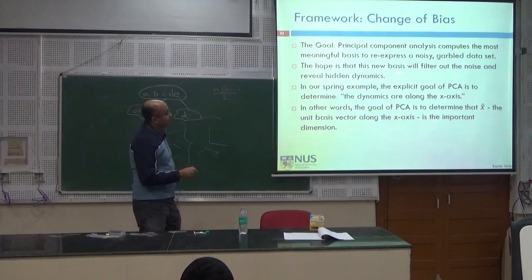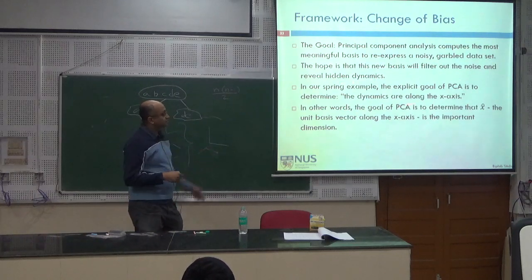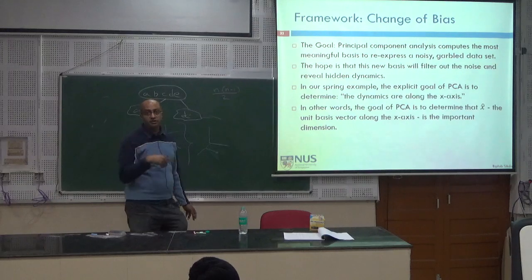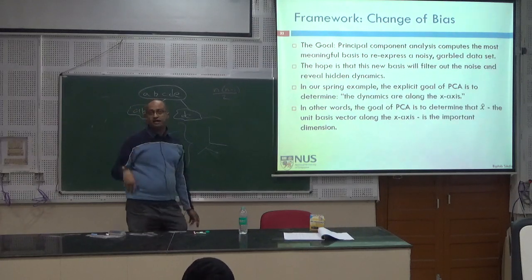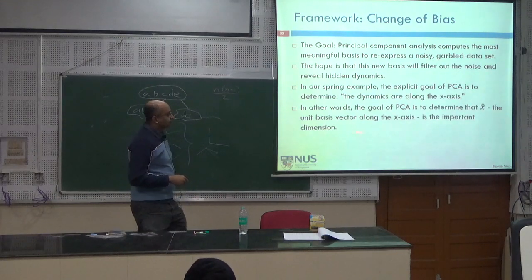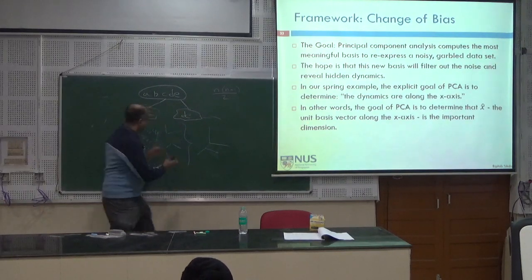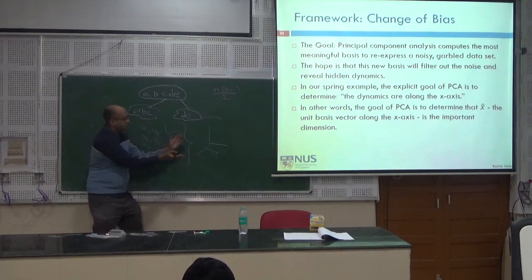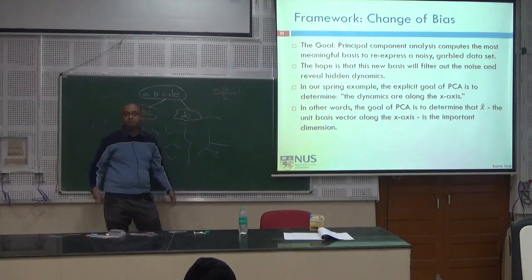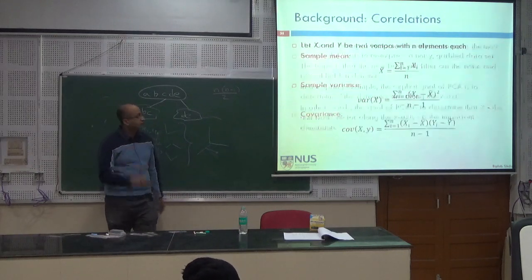And hopefully this will filter out the noise and other things. In the spring example, the goal of PCA is that I have to figure out that all the dynamics that you told me are really along the x-axis. Another way of looking at it is, we have to determine the basis vector, so how do I move from here to something that looks like this? That's what I really want to do.